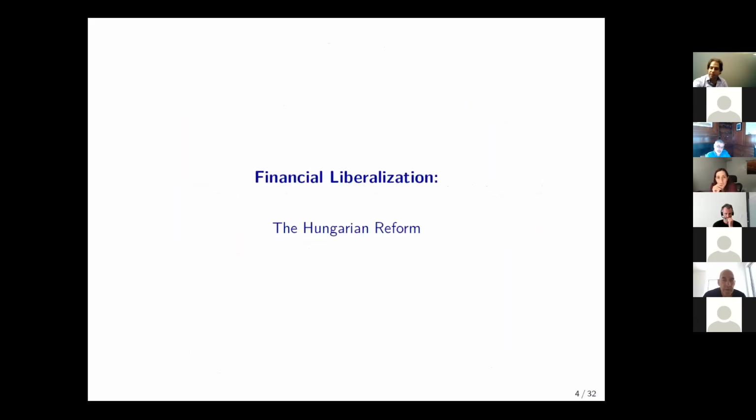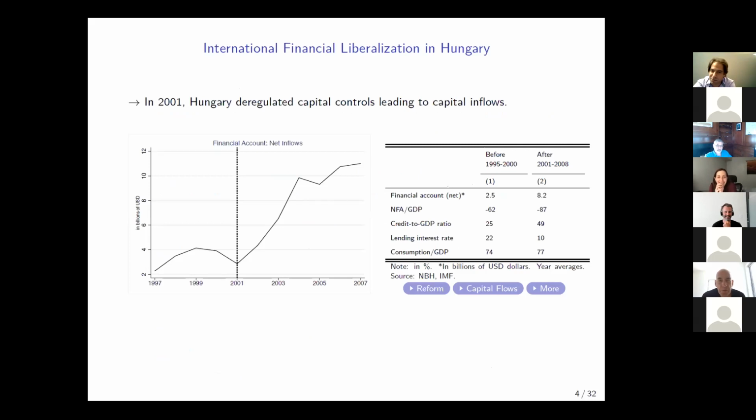Okay, so that's it. Financial liberalization. So let's look at the reform in Hungary in two slides. And remember, the expert is in the room. So any questions that you have in terms of the Hungarian reform, you can direct them to Liliana.